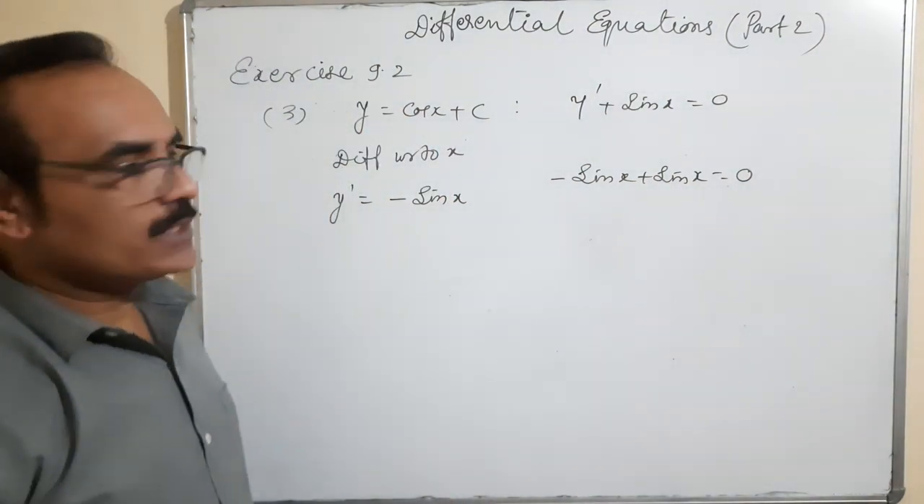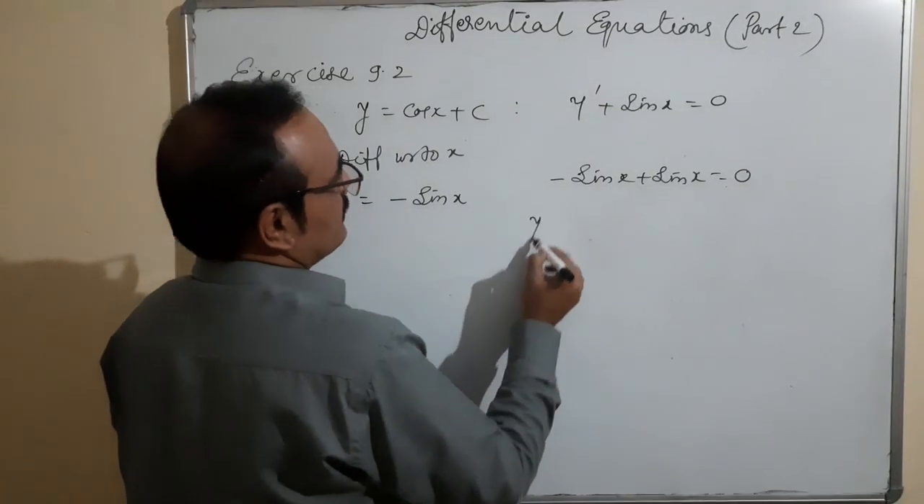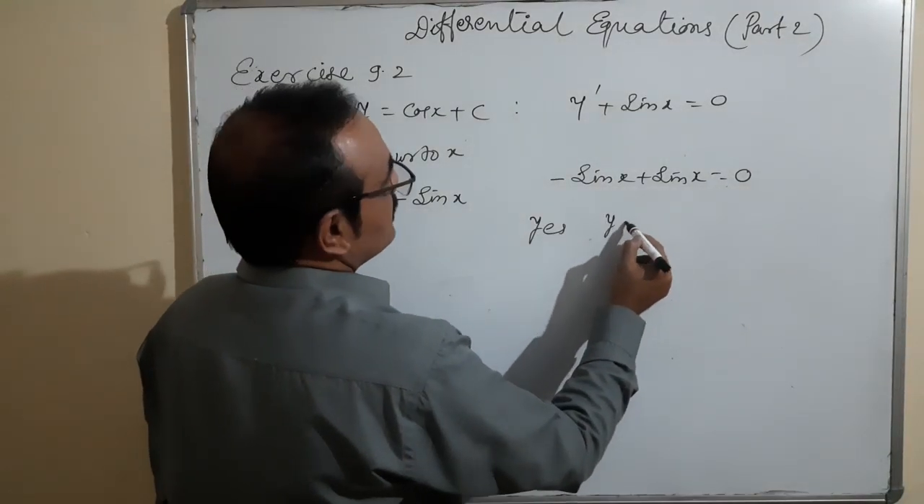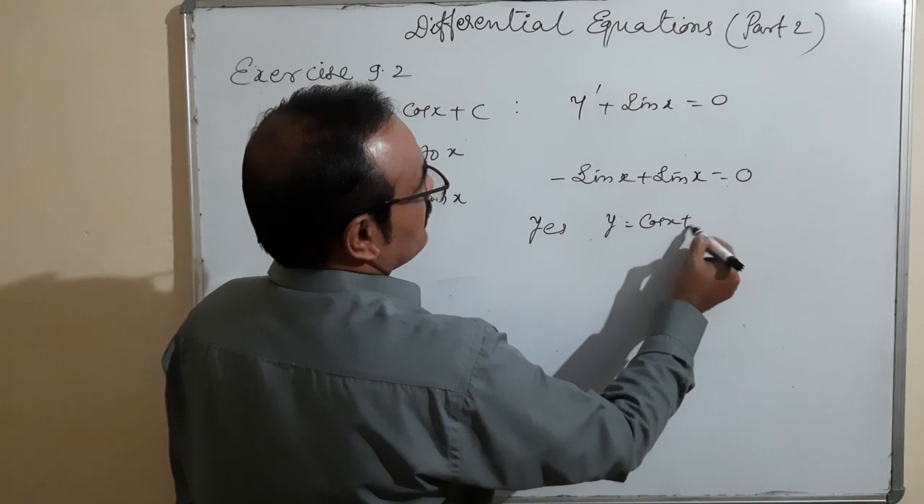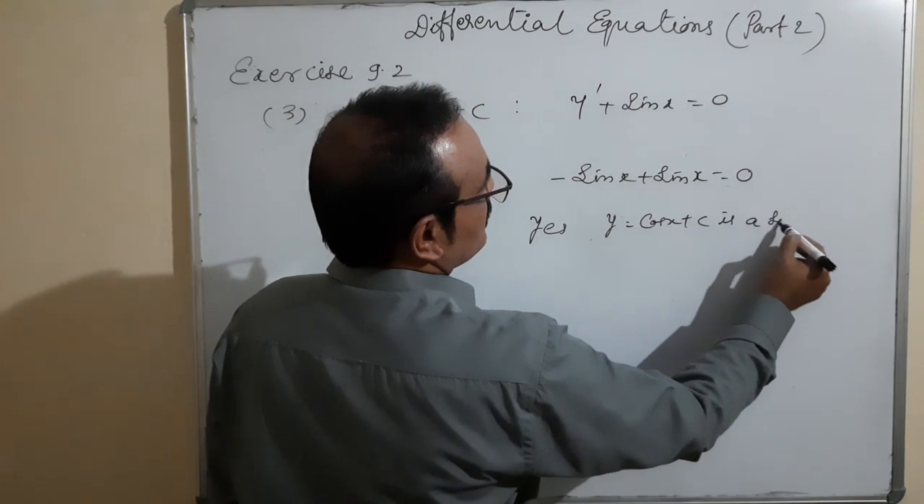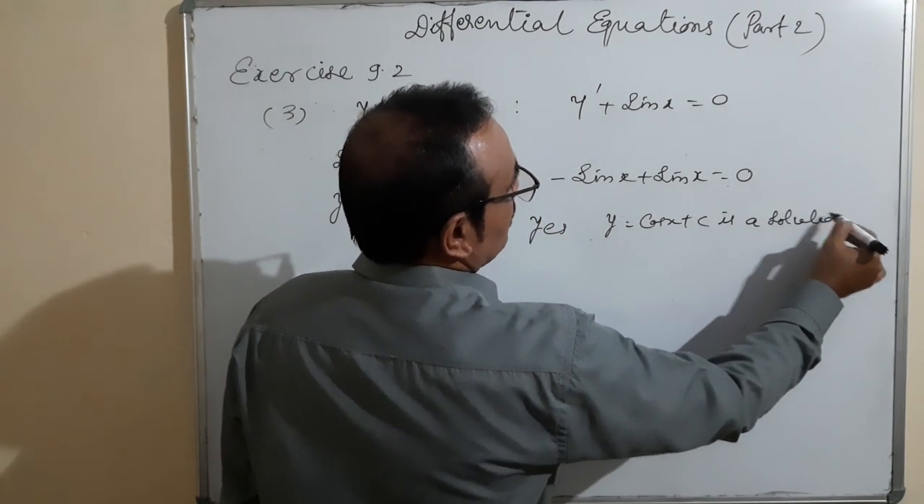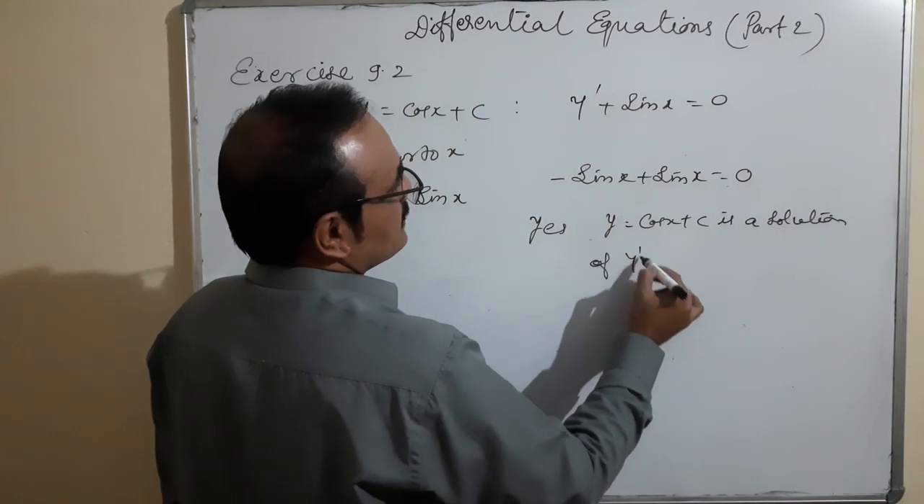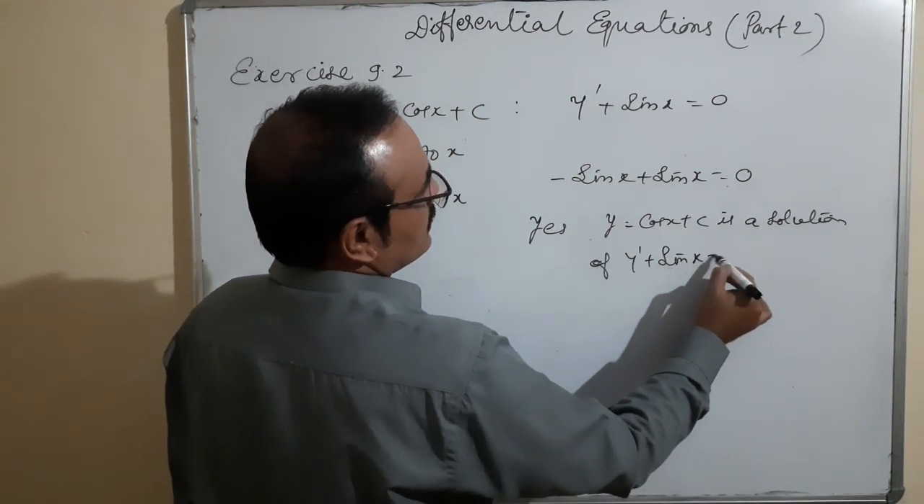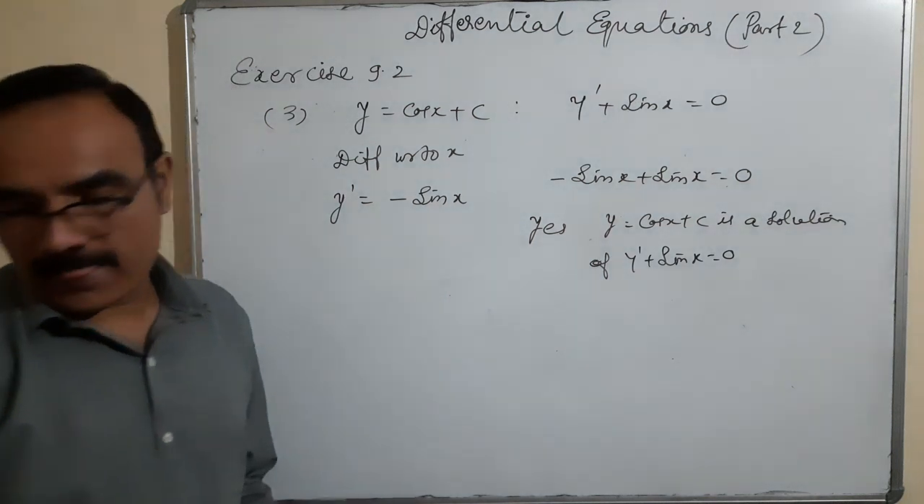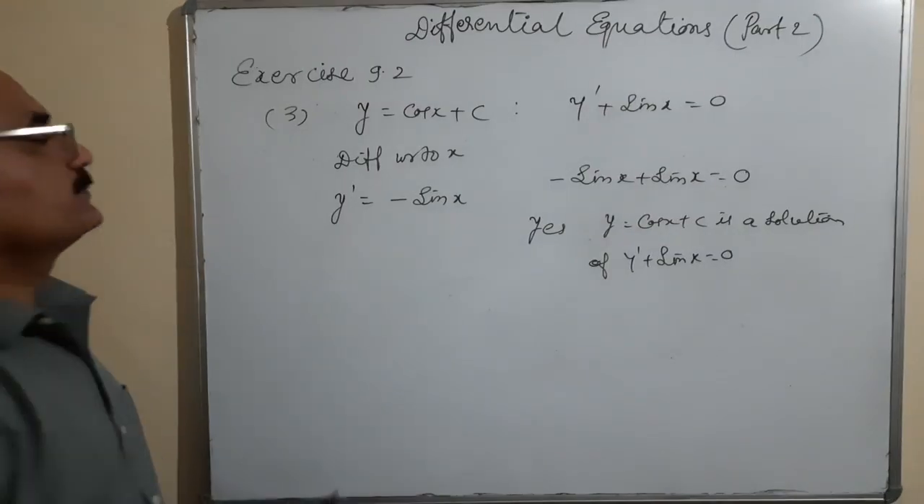Okay. So what does it mean? Yes, y is equal to cos x plus c is a solution of y dash plus sin x is equal to 0. Okay. Clear?